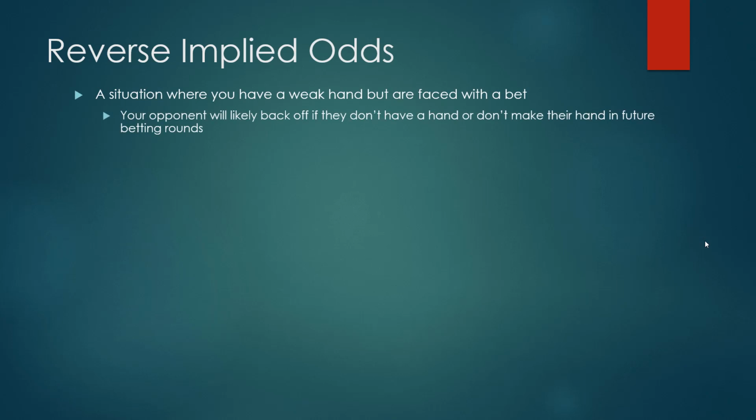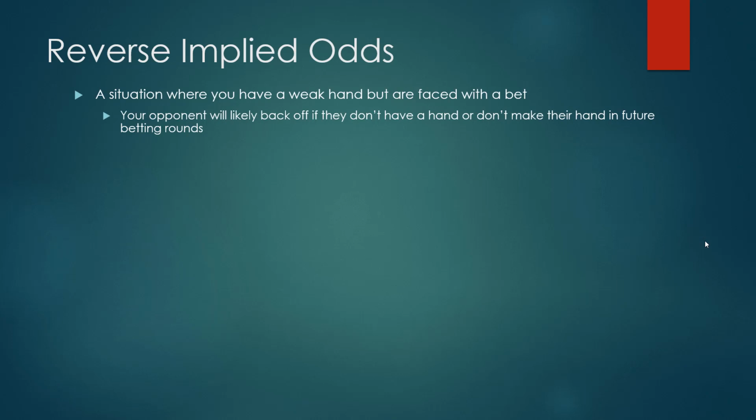Sorry, that's not the definition. Reverse implied odds is basically you have what you think is a good hand, but you actually have a really weak hand. Here's an example: you've got a weak hand and someone bets into you. The problem is if your opponent doesn't have anything and they're just bluffing, they probably aren't going to put the rest of their stack in later. So you're not winning what you think you're going to win by calling.